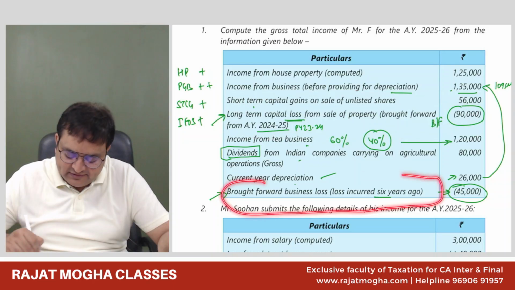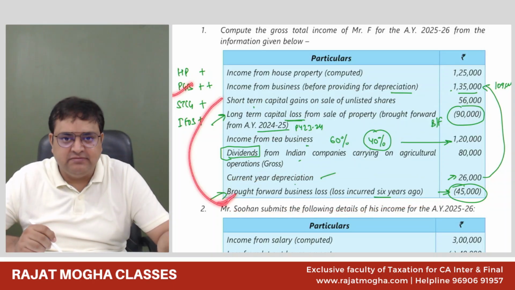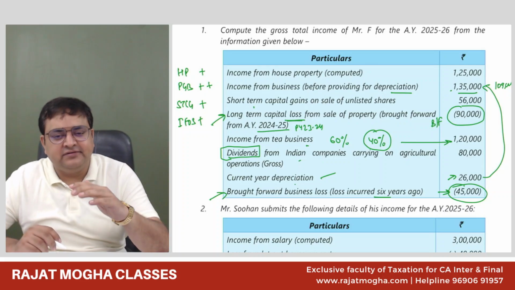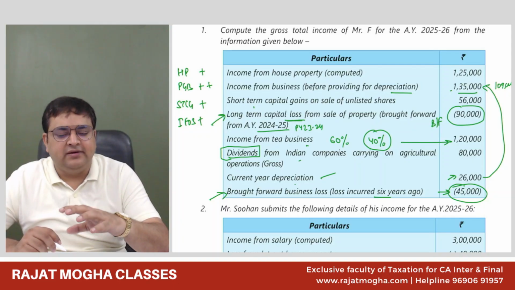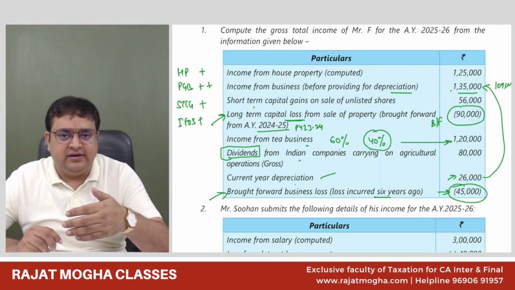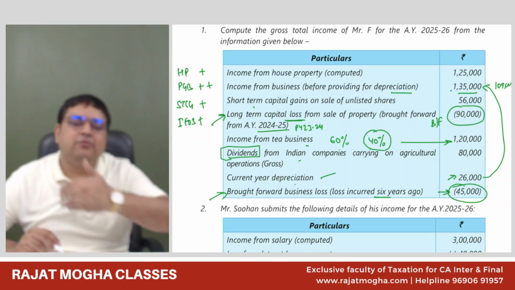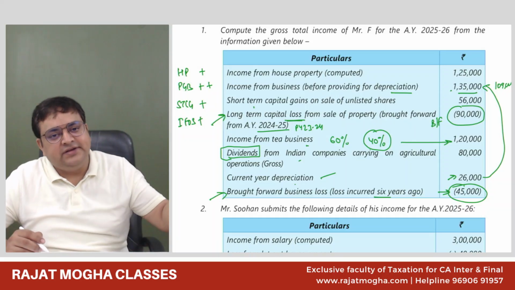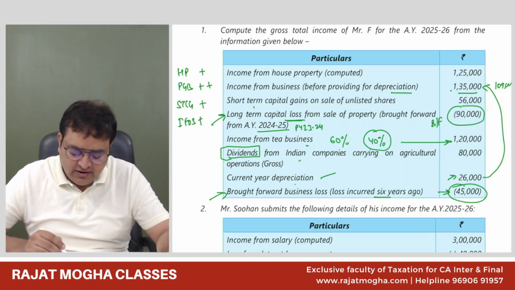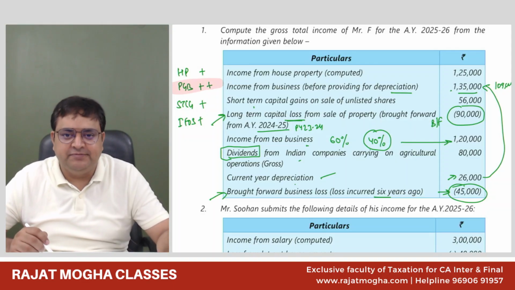Brought forward business losses. Yes, we have a business income also. So brought forward business losses can be set off from PGBP. If you are carrying it from the last years, it will go in the same head only. Whenever the losses come from last years, they cannot be set off from any other head. Let's say for example, last year PGBP. Can I set it off from house property? No, right? Last year losses will be set off from the same head itself. So only the PGBP can be set off.